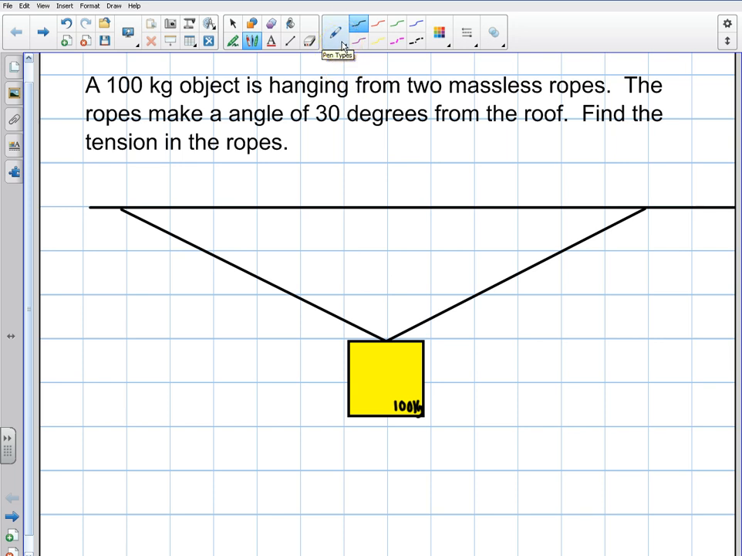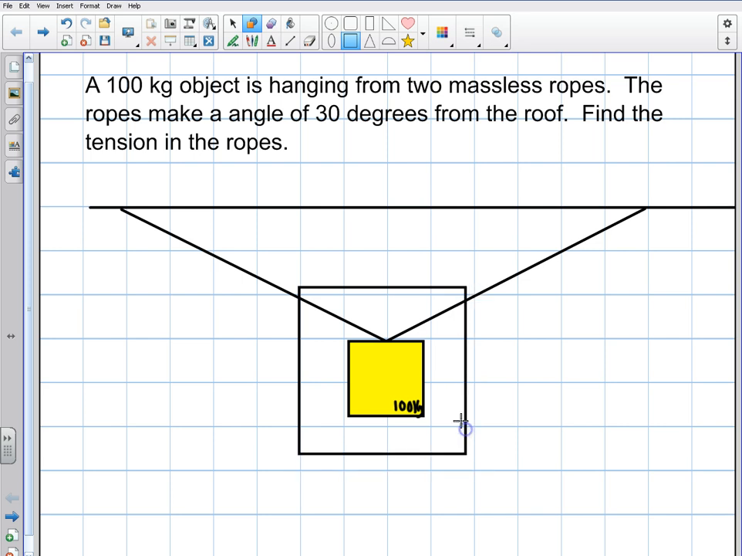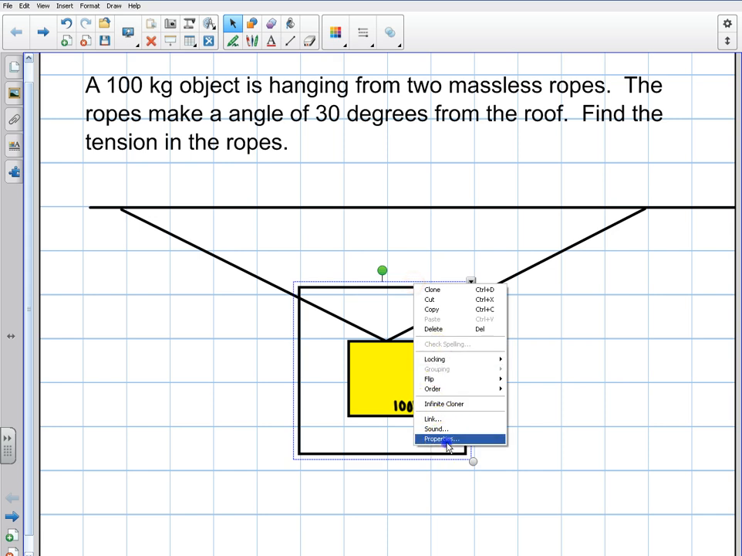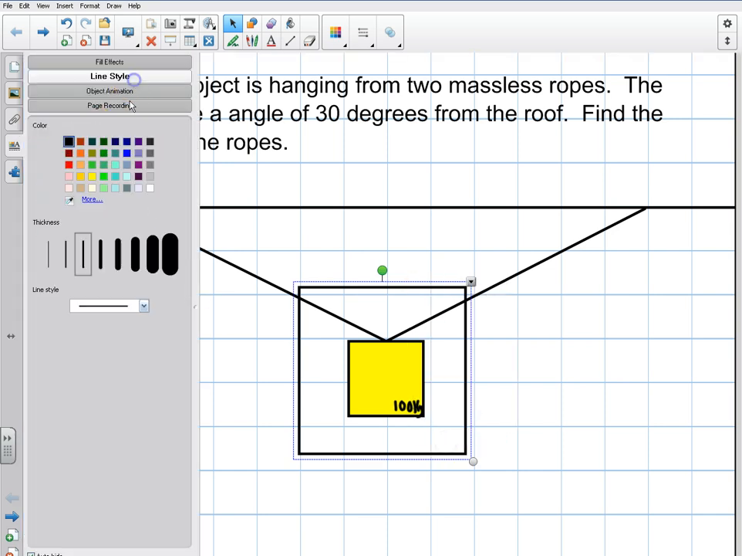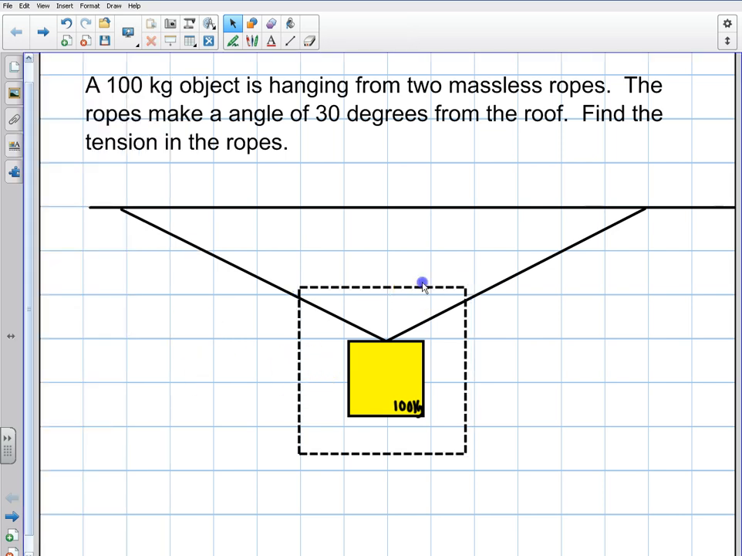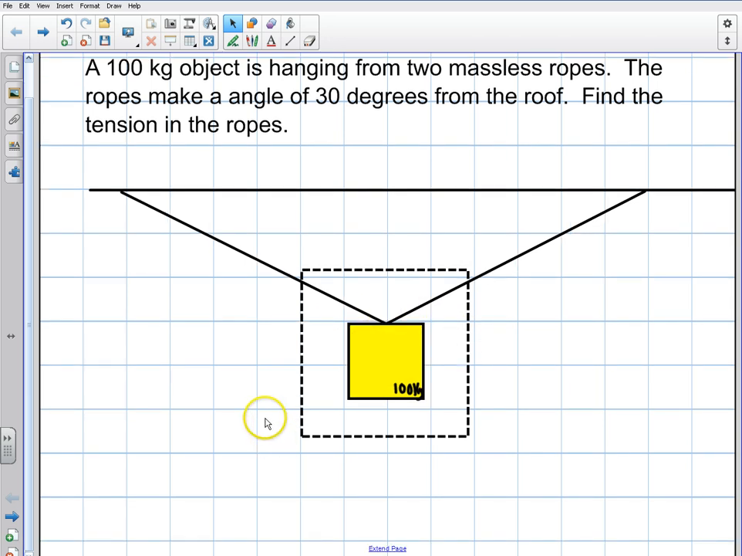First of all, let me define what we're doing here in terms of the object. We're going to define a system around this object, which I'm going to show you with a dotted line. I'm going to define a system here with this dotted line around this object, and this is where I'm going to cut the ropes. Then we're going to make a free body diagram just of this system below.